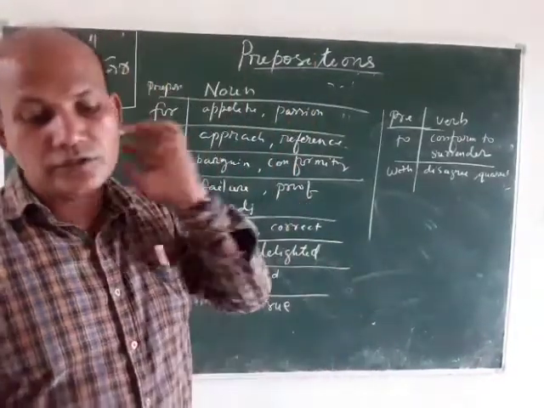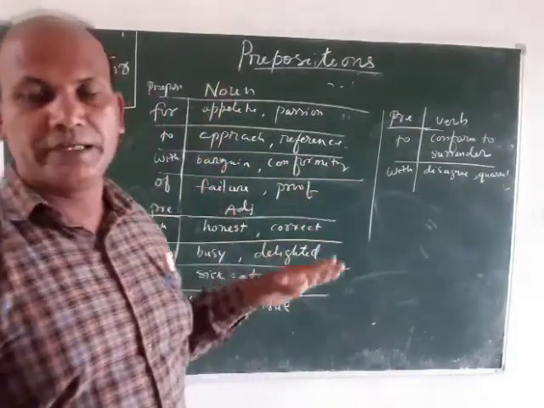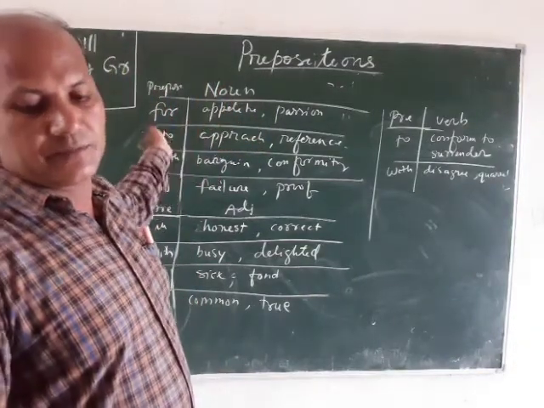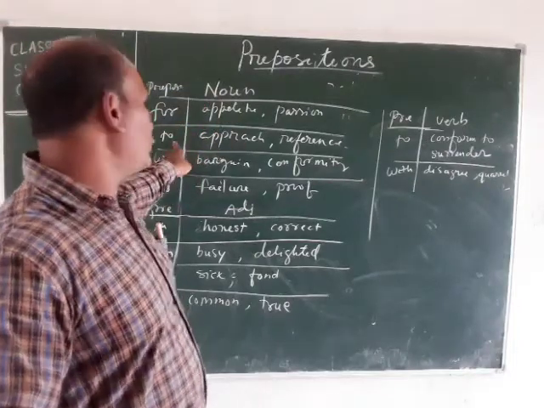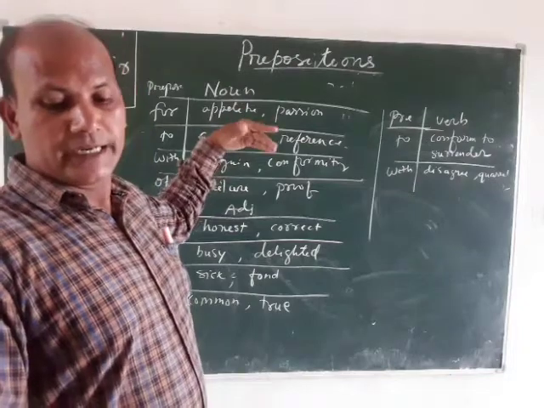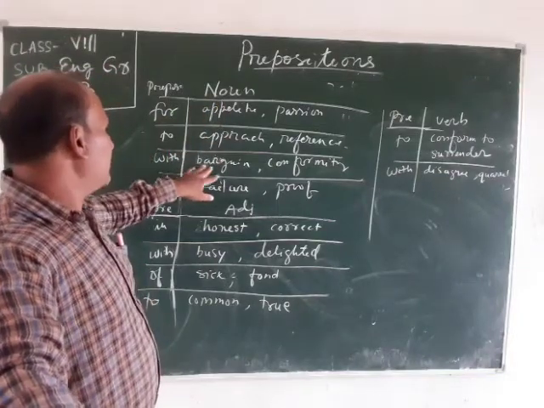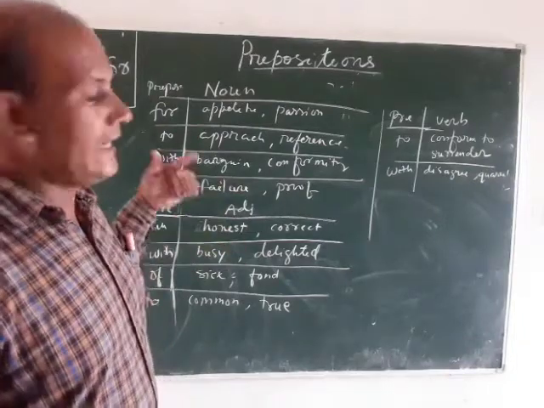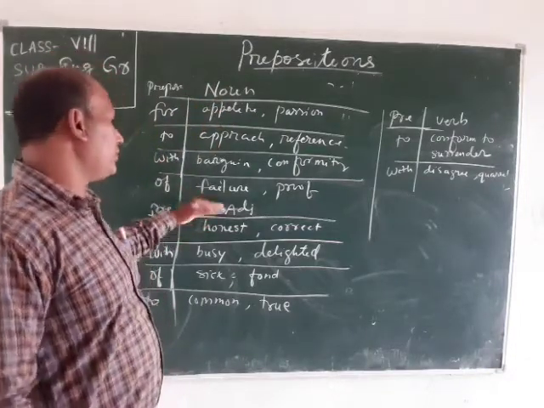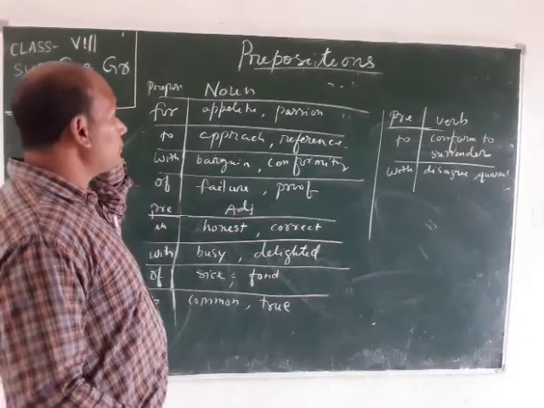Here are given certain nouns, adjectives and verbs where this type of preposition is used. The book gives many examples and you can see, just like appetite for, passion for, capacity for, content for, liking for, etc. Then to: approach to, reference to, objection to, allegiance to, attachment to, expectation to, indifference to, disagree to. You can say this now by using prepositions. Okay? Bargain with, conformity with, alliance with. With, this particular preposition is used. Okay, failure of, proof of, distrust of, observance of, assurance of. Yeah, these prepositions are used in these rules.